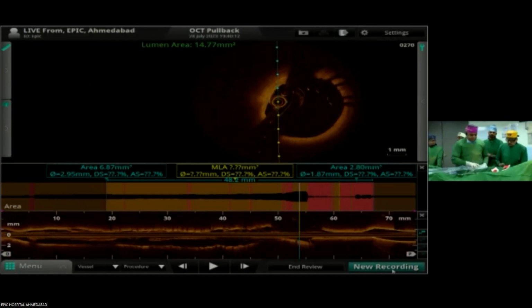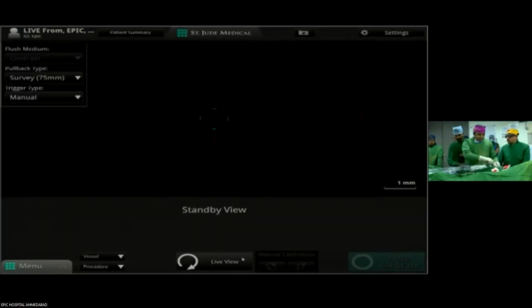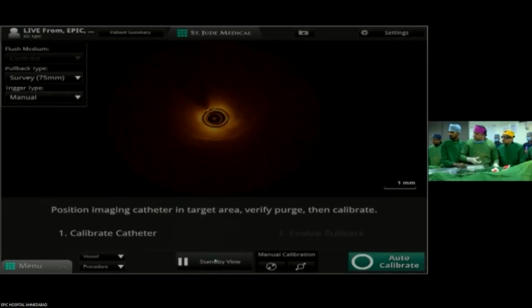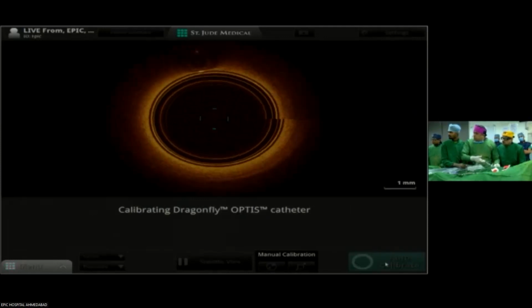Yes, so the stent was Xience Alpine 3.5 by 33. We expanded the distal part of the stent with a 3.5 by 15 NC balloon, and the proximal part was POT with a 4 by 8 balloon. And the other question was about the geographical mismatch. So let us see the last picture of the OCT image. We will come to know whether there was any geographical mismatch or not.